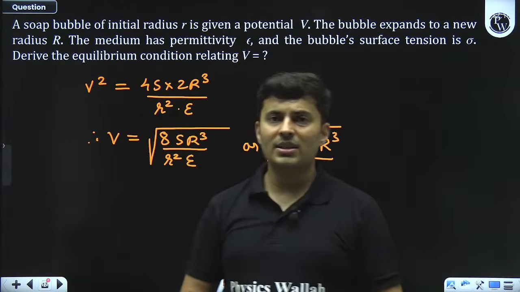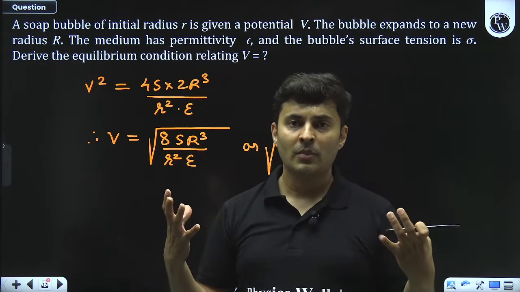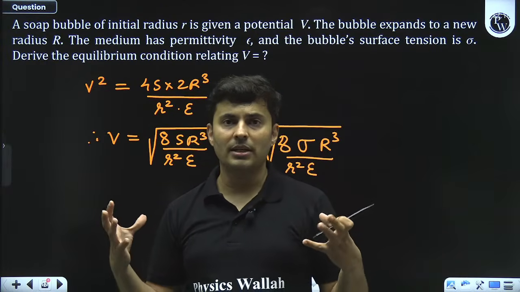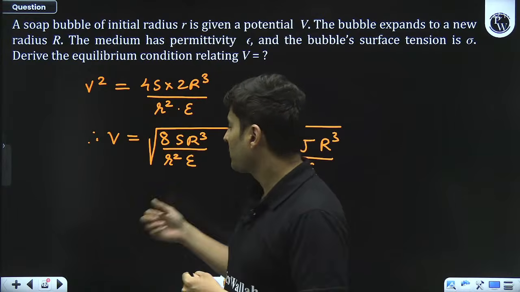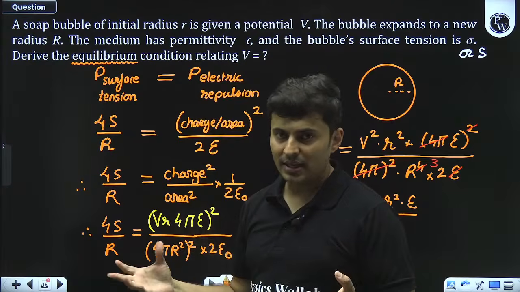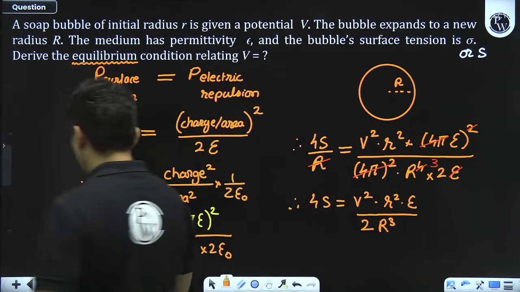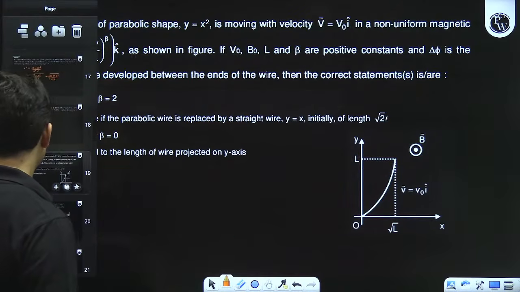So the idea was that you should remember the formula of pressure due to the electric charges. So the electrostatic pressure is, remember, having the formula of charge square by 2 epsilon naught. So that is being balanced by the excess pressure due to the surface tension. Okay, perfect. Let's go to the next question on your screen.